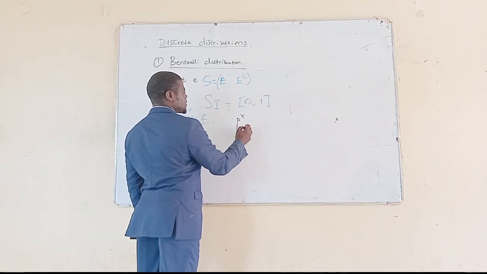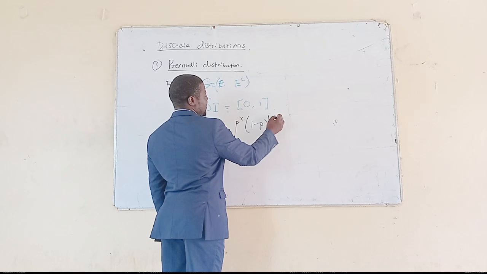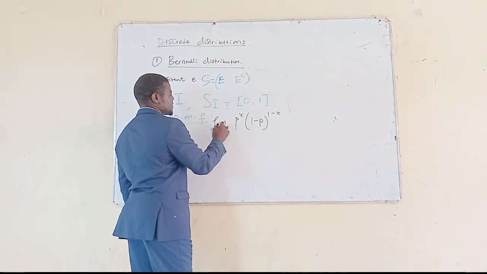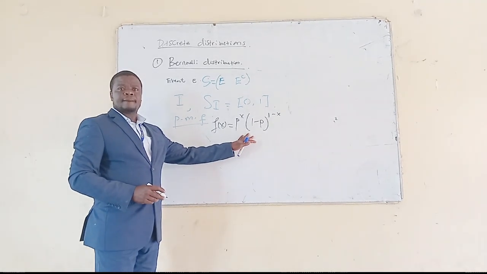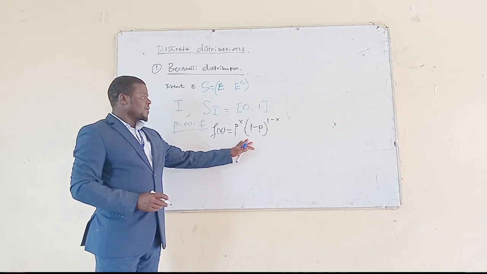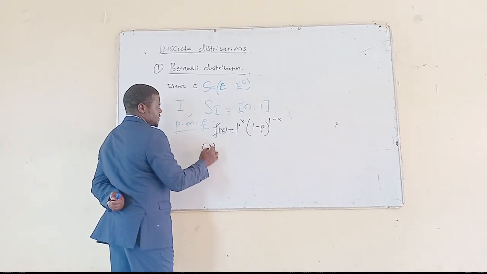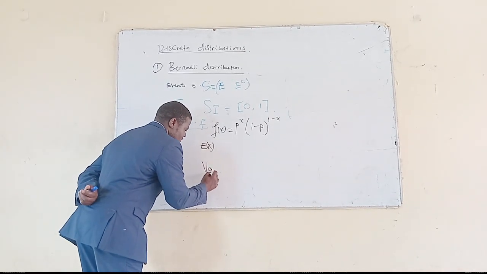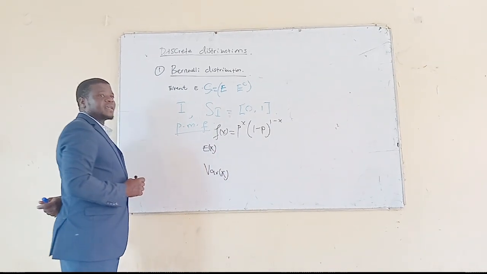P of X is equal to p to the X times 1 minus p to the 1 minus X. That is F of X. This is the probability mass function. From here we can get the expectation of X and the variance of X, and even the standard deviation of X.